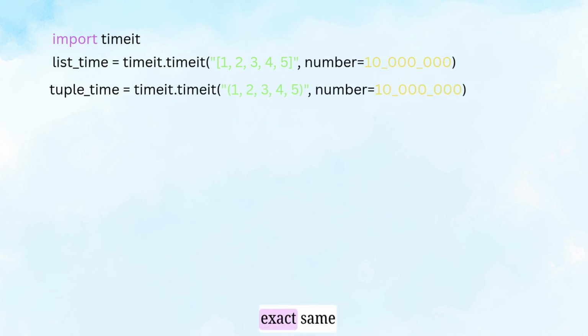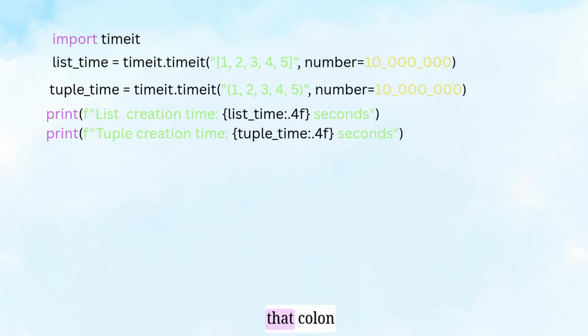Now, the third line, exact same thing, but now we are timing a tuple. Same five numbers, same 10 million runs. Notice the only difference is square brackets versus round brackets. That one tiny change and the result is going to shock you. Now we print the results. That :.4f inside the curly braces just means show 4 decimal places because these numbers are small, like 0.4821, and we want to see them clearly.